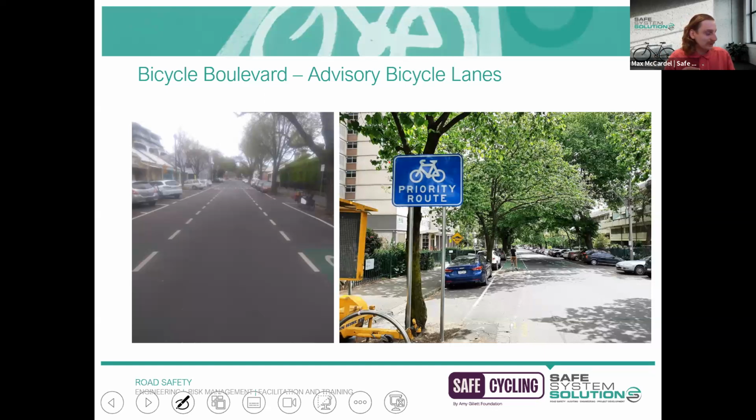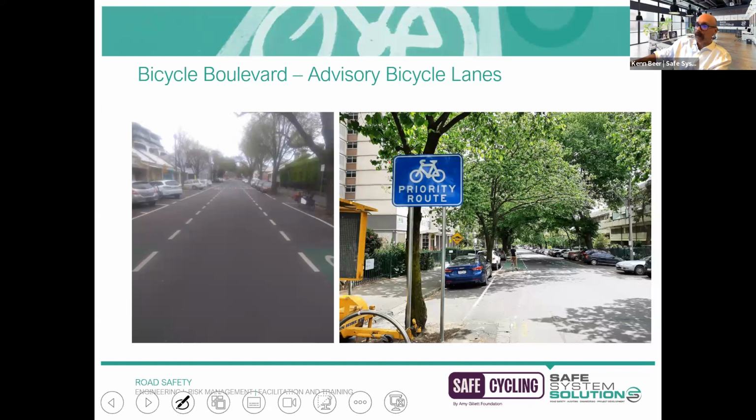Ken, any thoughts? Well, there's a question around what vehicle volumes you'd be looking at for these types of treatments. Yeah, I realize I have been saying low, and when I say low, I'm talking 1,000 to 2,000 vehicles a day, that kind of range. And a priority bike route, as you say.